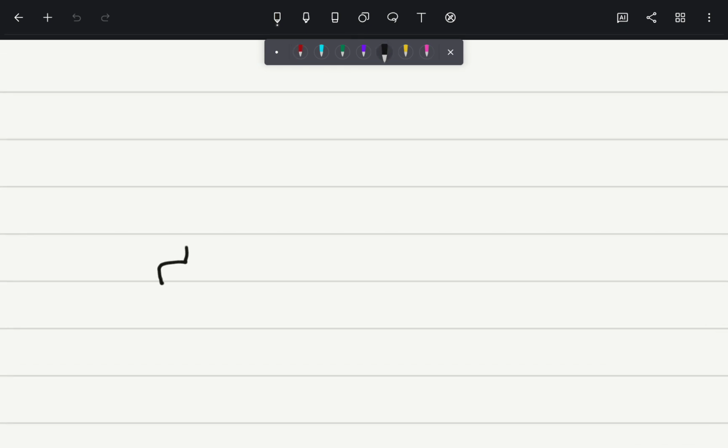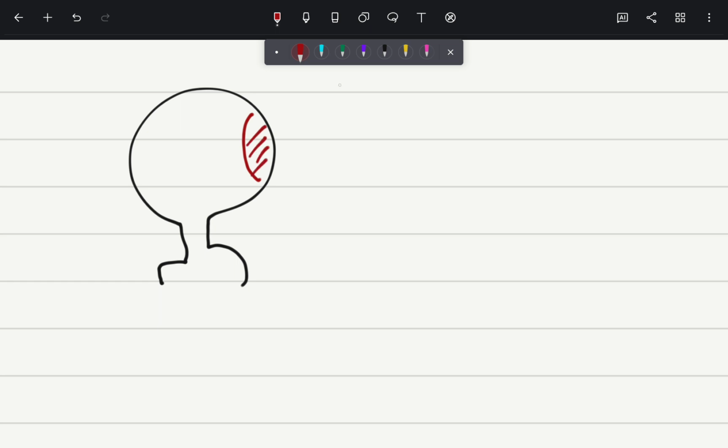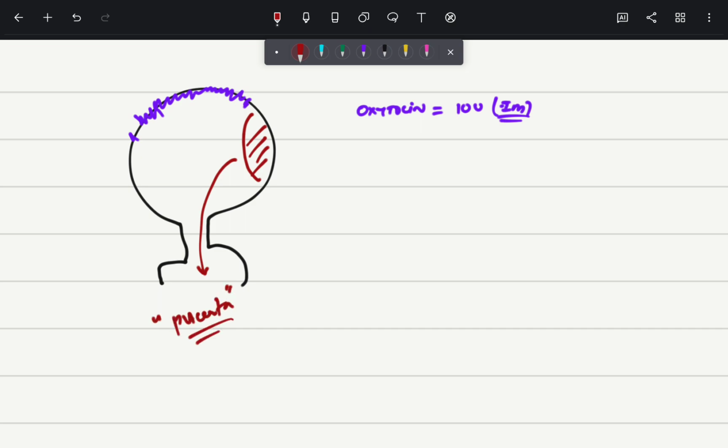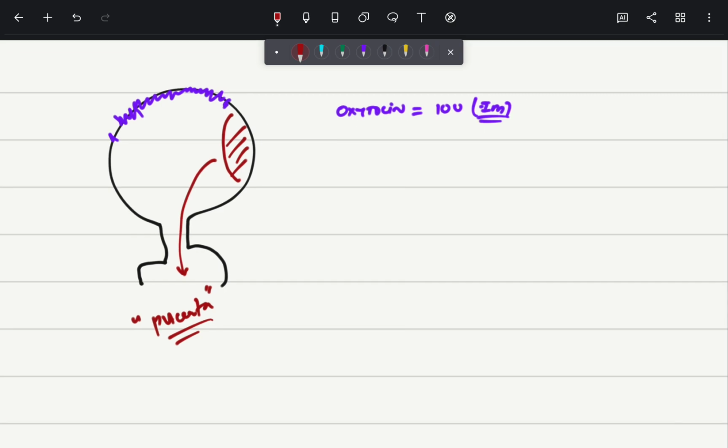So this is the vagina, this is the cervix, and this is the uterus. So the placenta is here. So when you give oxytocin to this patient, oxytocin 10 units IM, when you give this oxytocin to this patient, the uterus will contract vigorously. Okay, now this contraction will push the placenta outside. That's why we are going to give this oxytocin 10 units. Oxytocin will cause contraction of the uterus.